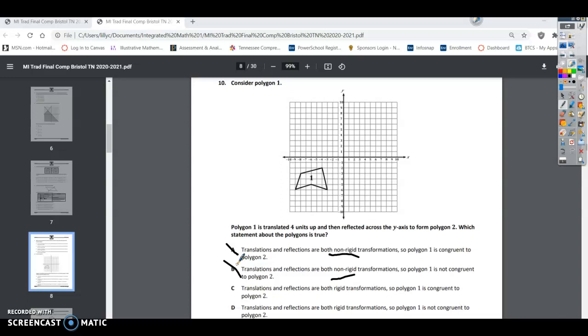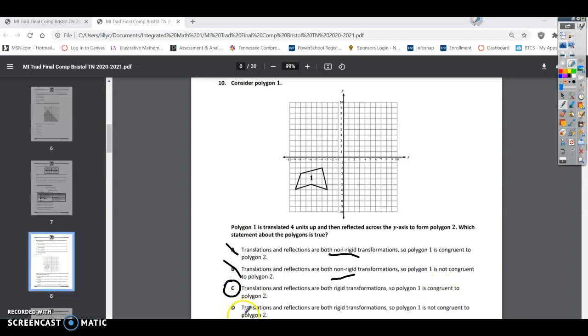All right, so C part says translations and reflections. Translations, remember that's shifts up and down, left and right, and reflections are both rigid transformations. So polygon 1 is congruent to polygon 2. Congruent just means it's equal, so it's same size and shape. So we're going to say yes, that is true.